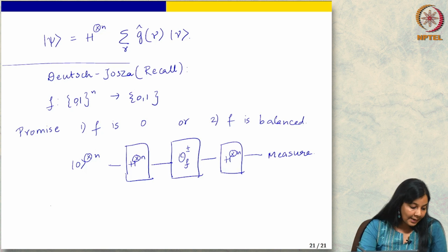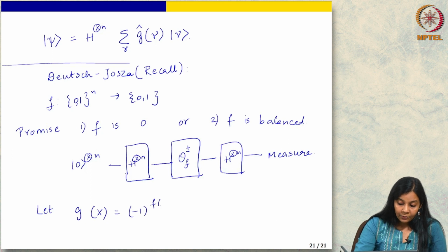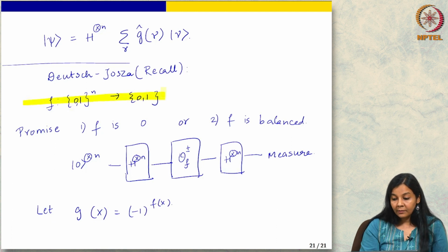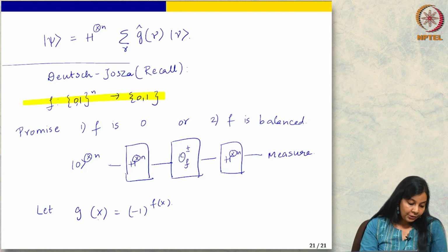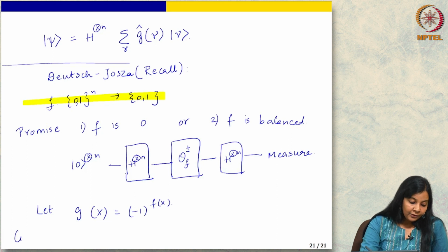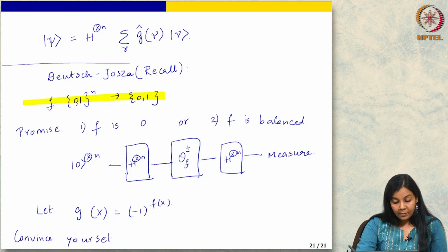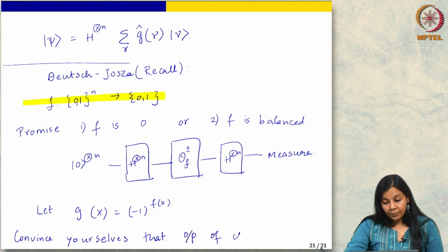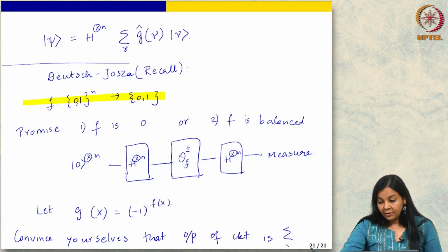So let's just write this down. Let g of x be minus 1 to the f of x. So remember what is f: f is given in our function description over here. And now we are defining a new function g of x. So you can convince yourselves that the output of the circuit is actually nothing but this.